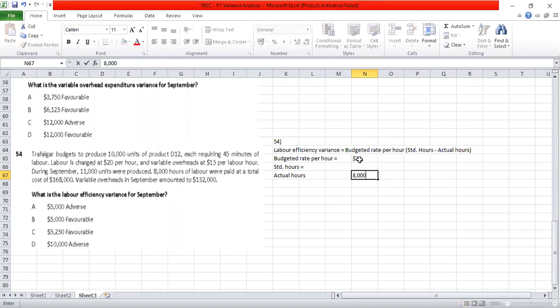What are actual hours? 8,000. What are the budgeted hours? Tell me what are the budgeted hours or standard hours? 7,500 hours. 7,500 is equal to, they have decided the output to be 10,000 units.